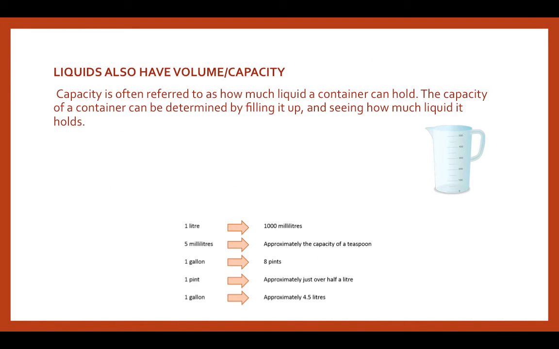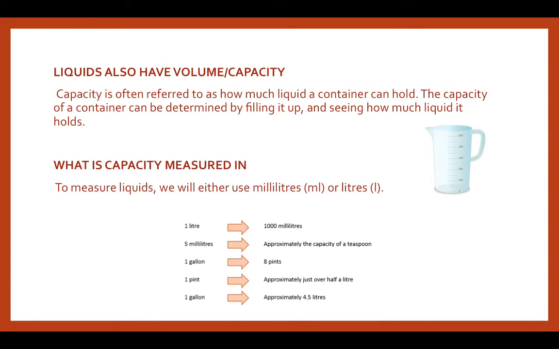So liquids also have volume or capacity. So capacity is often referred to as how much liquid a container can hold. Capacity of a container can be determined by filling it up and seeing how much liquid it holds. So what is capacity measured in? So to measure liquids, we will either use millilitres or litres. And I've given you a breakdown of what this can be converted into. So for example, 1 litre is equivalent to 1,000 millilitres and so forth.